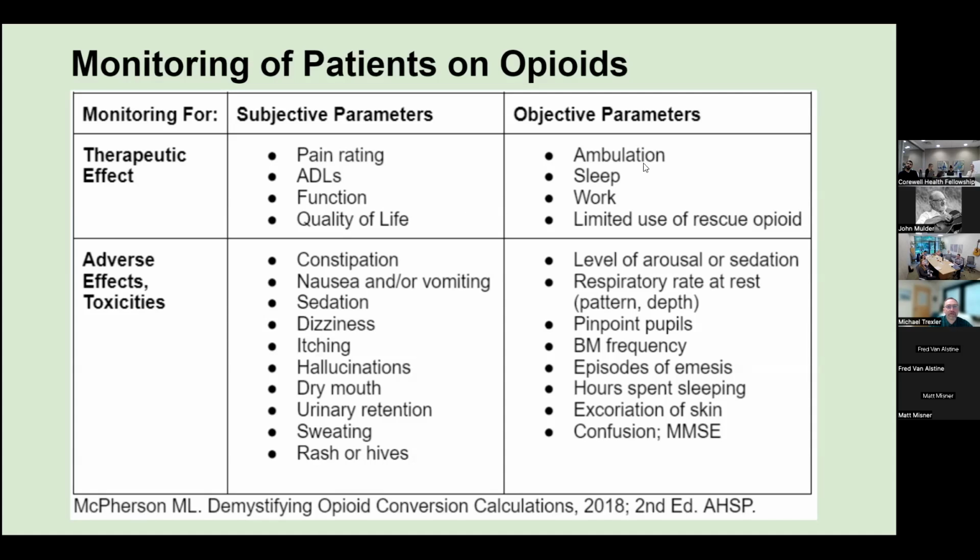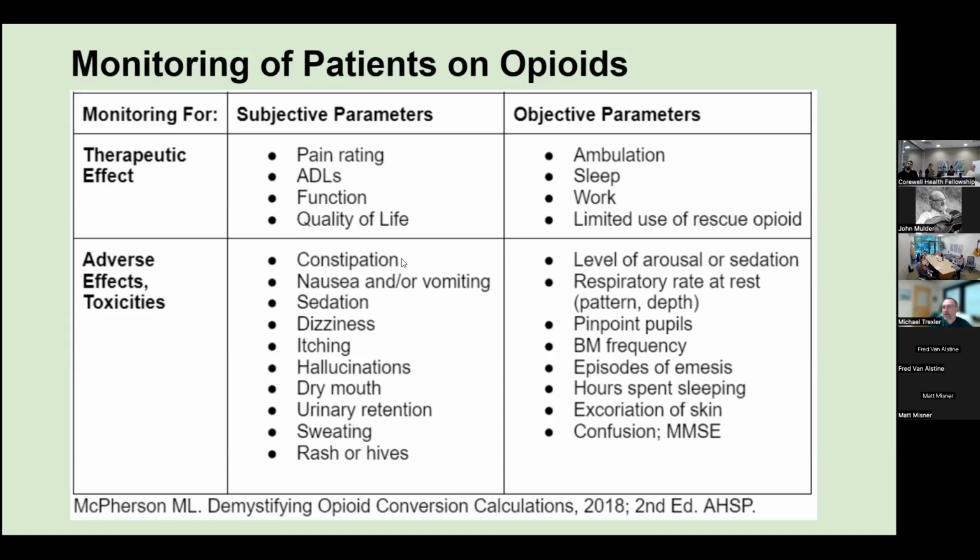And then objectively, we're going to look at what percentage of their day they are able to get up and move around and walk. Are they able to sleep at night? Can they work? And how much of the rescue or PRN opioid are they using to try to control the pain? And then for adverse effects, we're going to look at, are they having significant side effects?